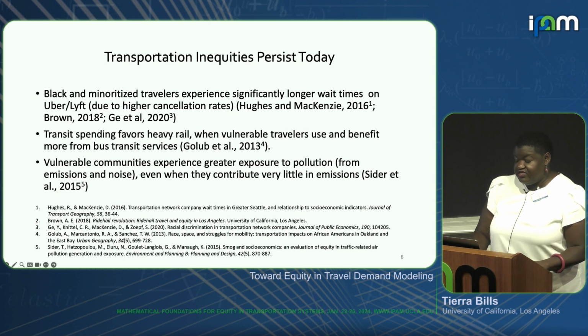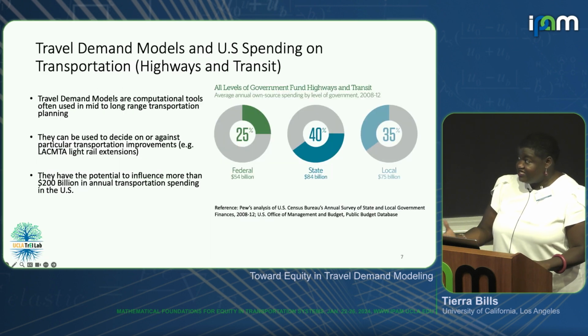So these types of inequities persist today, and every year, as we invest more, there's an opportunity to do better and to consider these types of potential outcomes when we're making decisions.